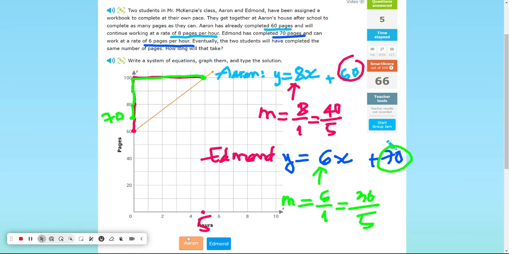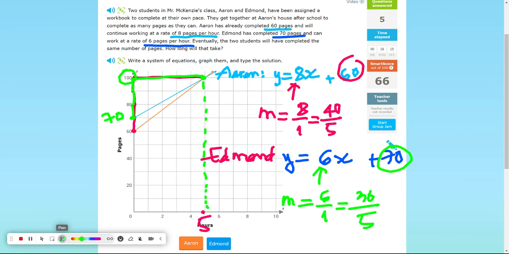So here we go. Get my 2. Make sure I click on Edmund. Start at 70, go up 30. So go up to 100, and then go to the right side 5. Okay? So now we got 2 lines, and you can see they intersect after 5 hours. After 5 hours, both of them complete 100 pages.